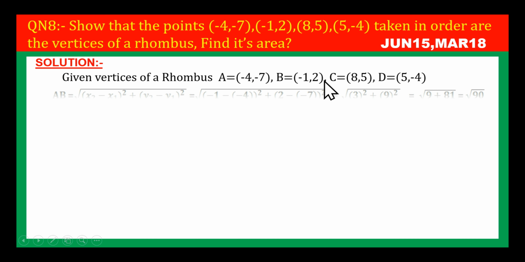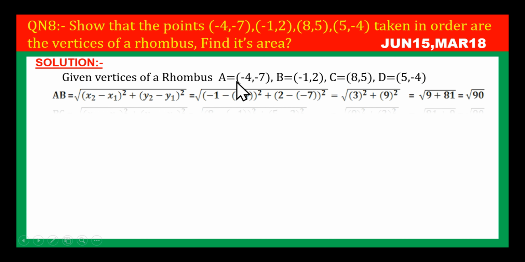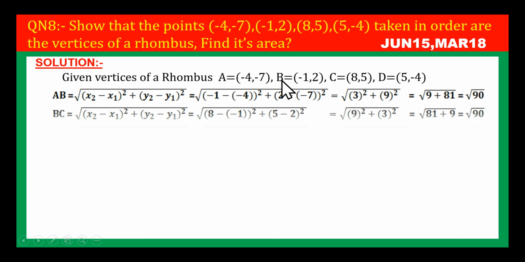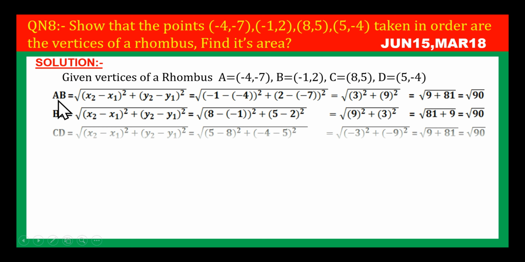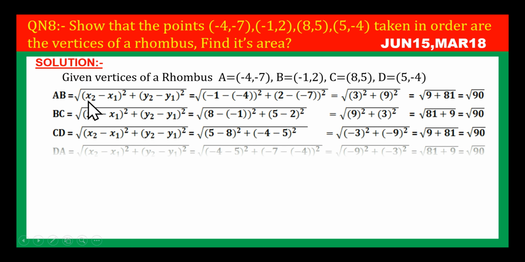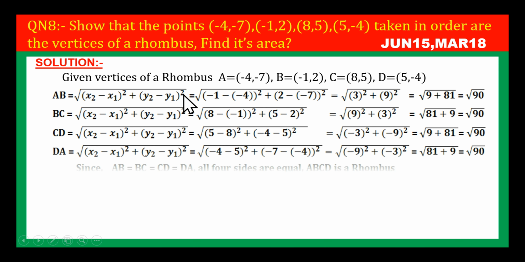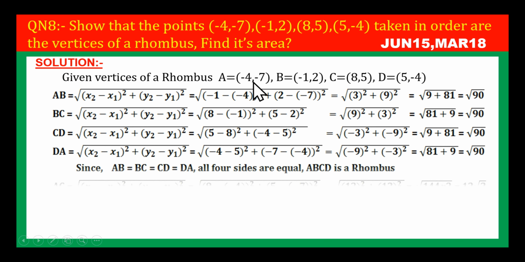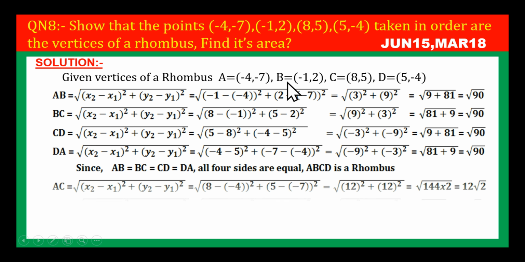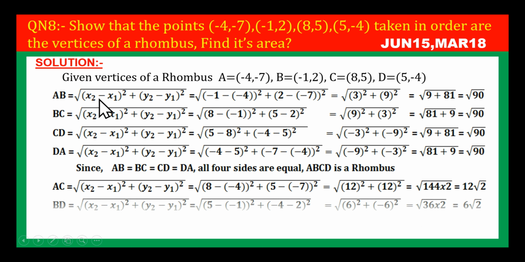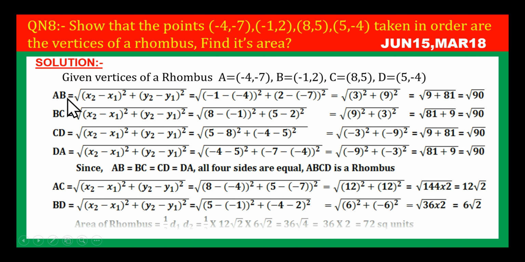Now in order to find the first side of the rhombus, let us find the length of AB, the distance between A and B. The distance AB may be given by the formula square root of (x2 minus x1) whole square plus (y2 minus y1) whole square. Here, x1, y1 are the coordinates of A and x2, y2 are the coordinates of B. Therefore, x1 is -4 and y1 is -7, x2 is -1 and y2 is 2.